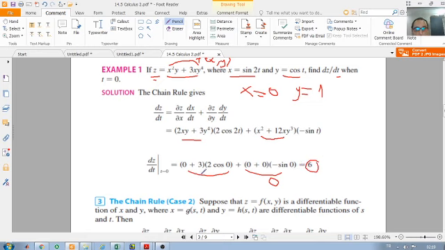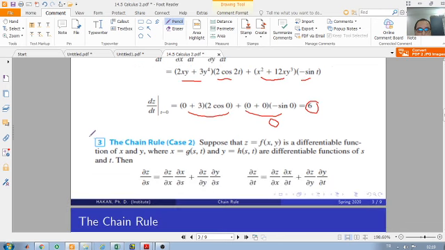Okay, it is very easy. We just use the formula written here. The important thing here is to take the partial derivatives correctly, and we should remember the derivative formulas.